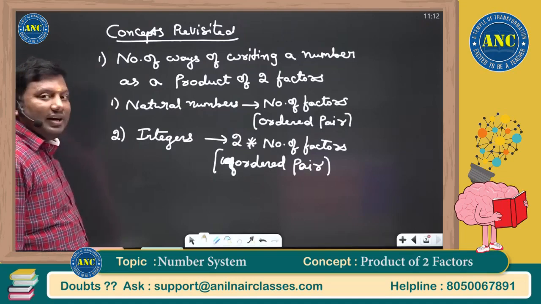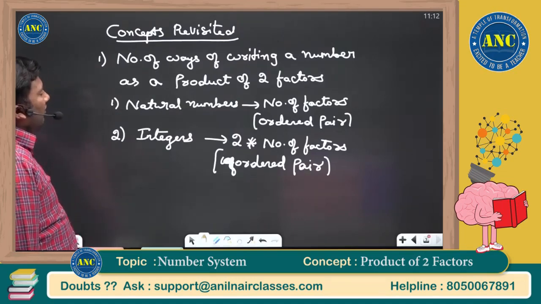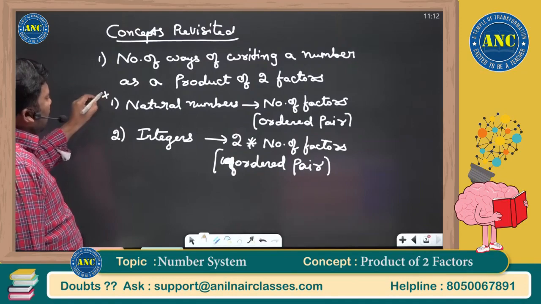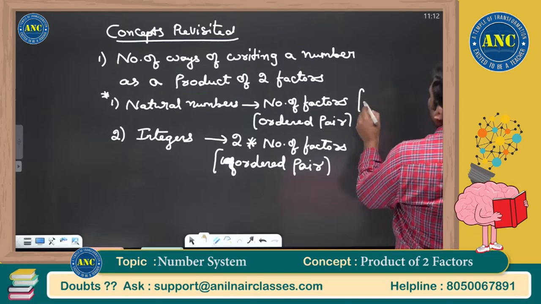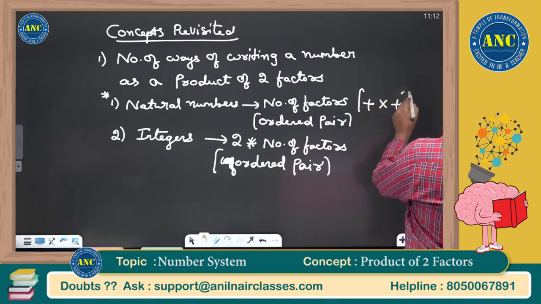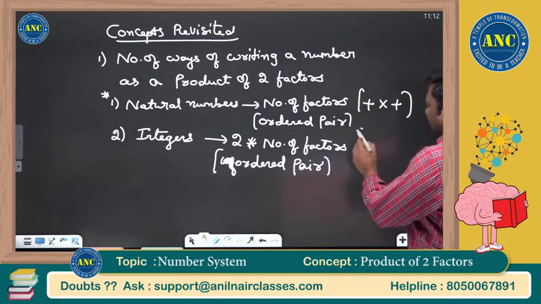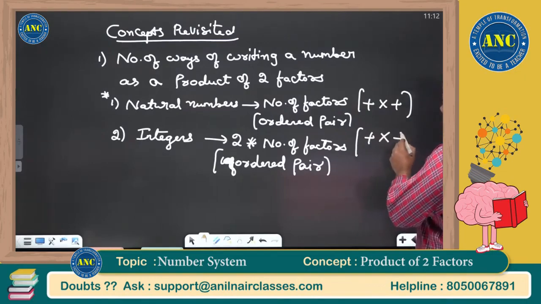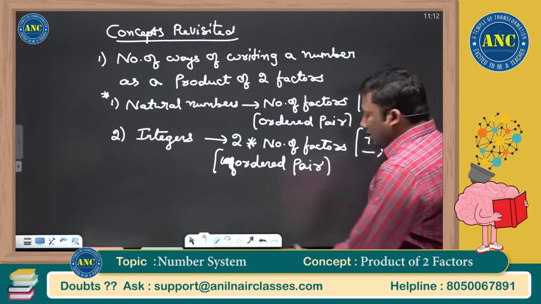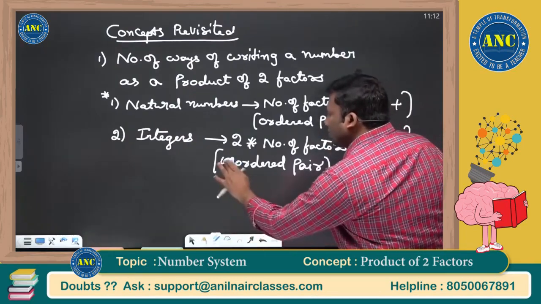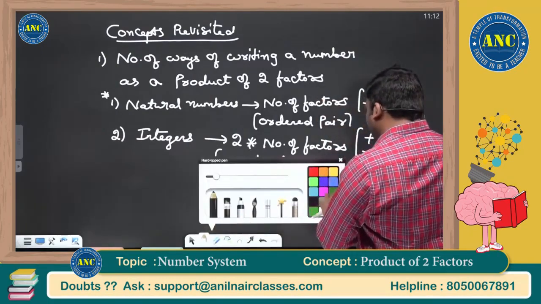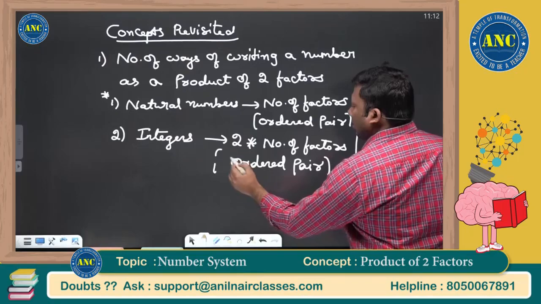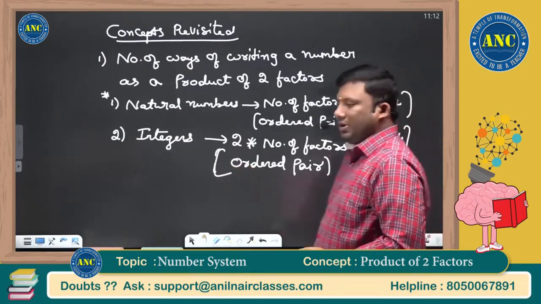Number of ways of writing a number as a product of two factors. If it is natural numbers, they are positive numbers, so only one way will come. Positive into positive is positive. If it is integers, positive into positive is positive, and negative into negative is also positive. These are ordered pairs. I hope the concept is clear.